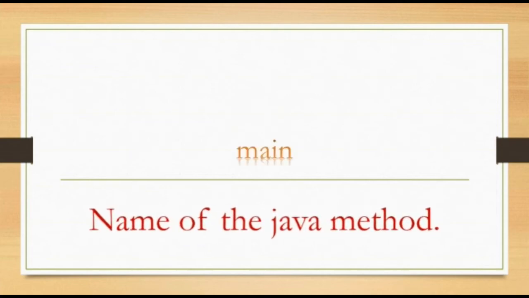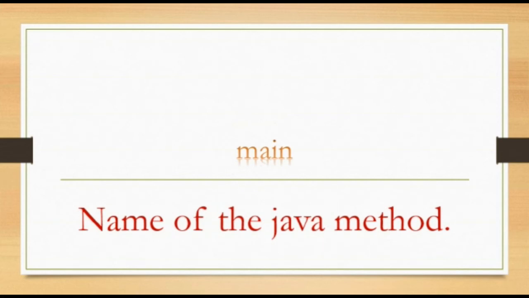Next, main. What is main? It is the name of the Java method. Main is used in the main method of Java. So main is used in all the programs of Java.